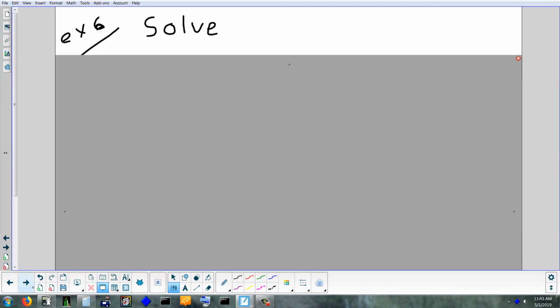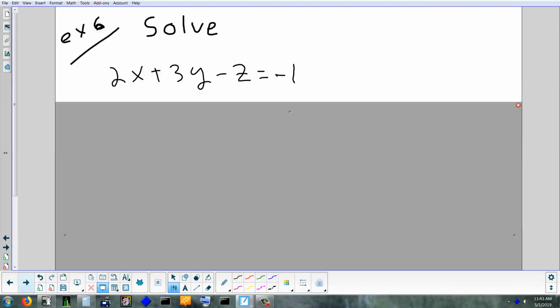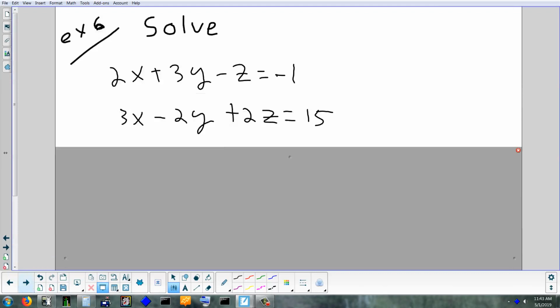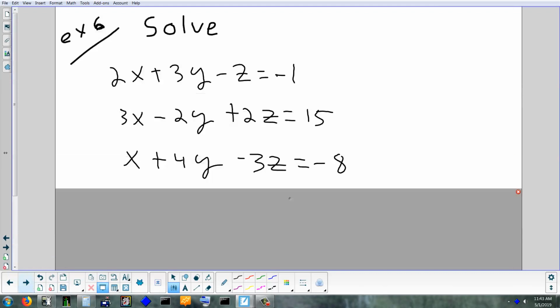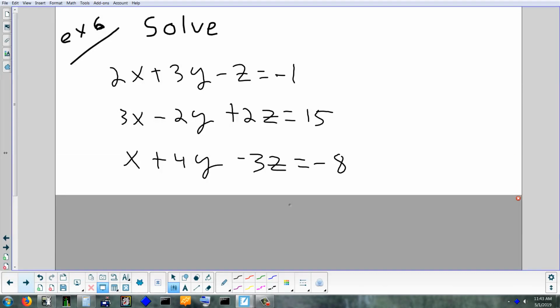Okay, so let's look at our problem. So the first equation is 2x plus 3y minus z equals -1. The second equation, 3x minus 2y plus 2z equals 15. And the third equation, x plus 4y minus 3z equals -8.